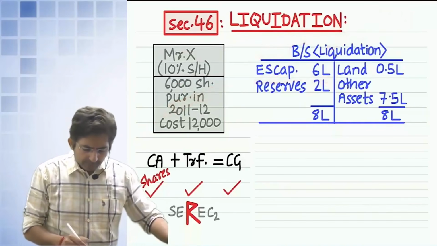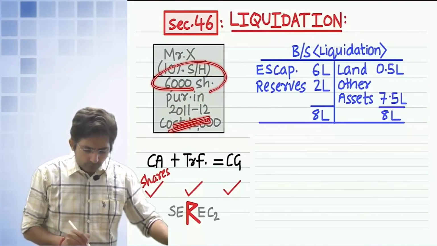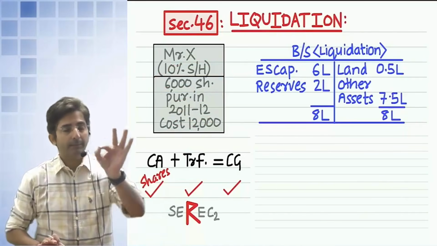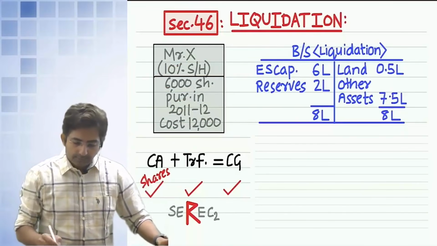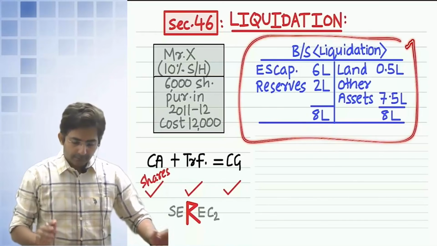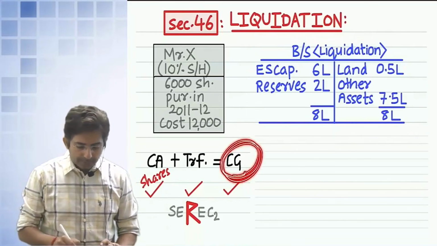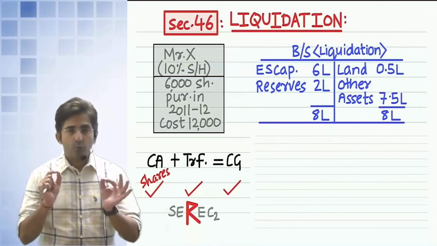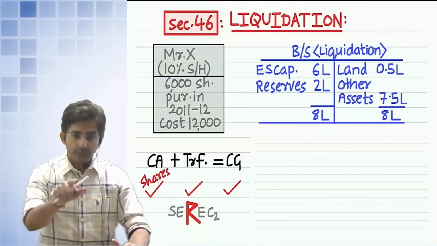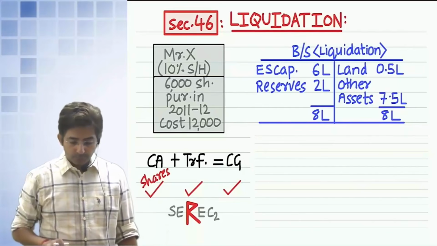And then he purchased 6,000 shares in 2011-12 at a cost of 12,000. This data will be given in the question. And this is the balance sheet of the company which went for liquidation. Now you try and tell me what will be the amount of capital gains for the shareholder. Students who are watching the video, please pause the video. First try, then listen to my explanation. Okay? Did you try? So see here.